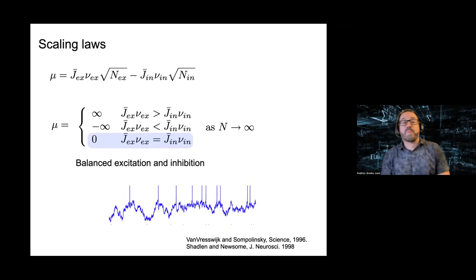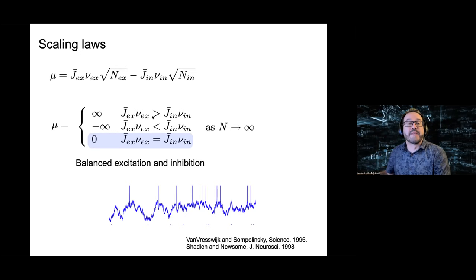But what about the mu, the average? This is what you get if you plug in the J bar EX divided by square root of N. We had an NEX in the numerator divided by square root of NEX in the denominator. That gives you a square root of NEX in the numerator, or the square root of NIN, the number of inhibitory, and the square root of excitatory in the numerator. There's three things that can happen as the number of neurons goes to infinity.